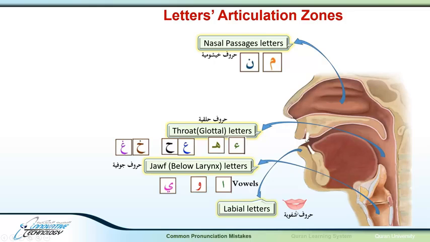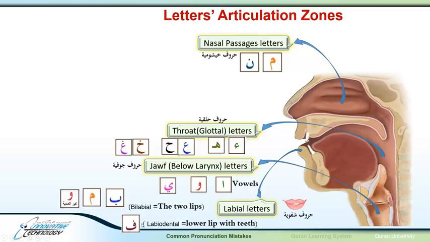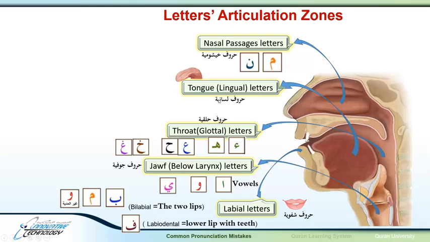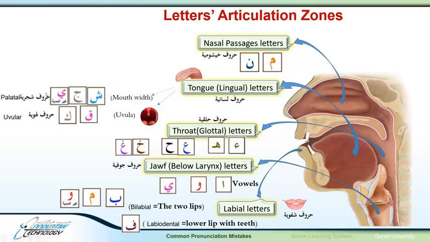Labial letters, and those are two categories, the bilabial and the labiodental, al-huruf al-shafawiyya. And then we have the tongue or the lingual letters, al-huruf al-lisaniyya, which is further subdivided into several categories. The first one is related to the uvula, and basically we call it the uvular letters. Another category of letters is the group related to the wide area of the mouth, and we call it the palatal letters. These are the ones.